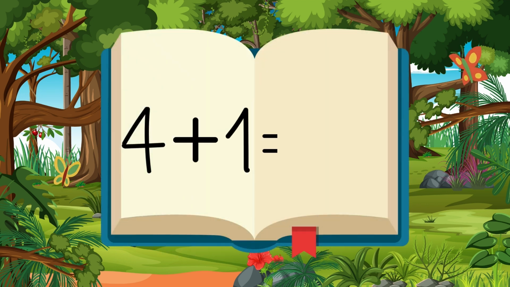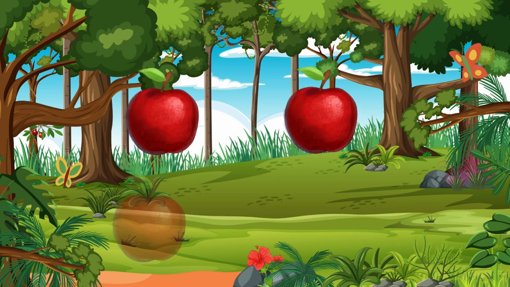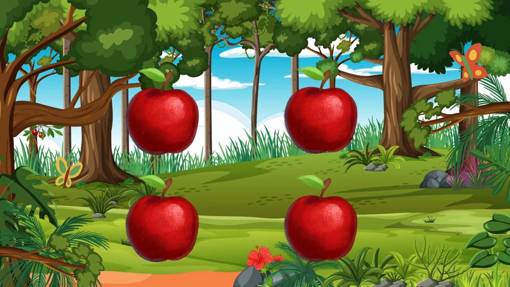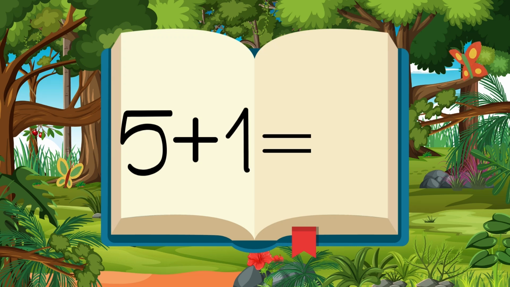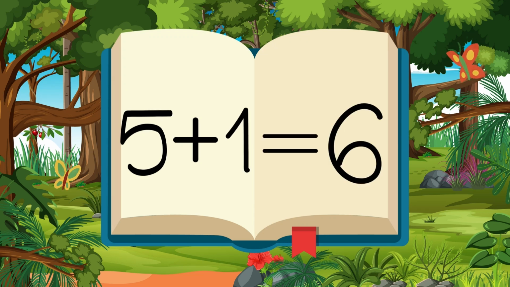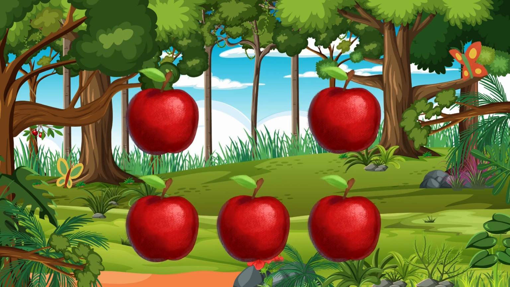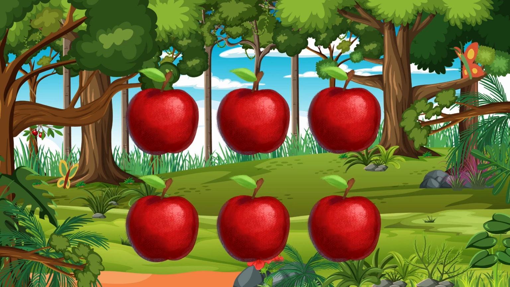4 plus 1 equals what? The answer is 5. We have 4 apples, add 1 more apple, so we have 5 apples. 5 plus 1 equals what? The answer is 6. We have 5 apples, add 1 more apple, so we have 6 apples.